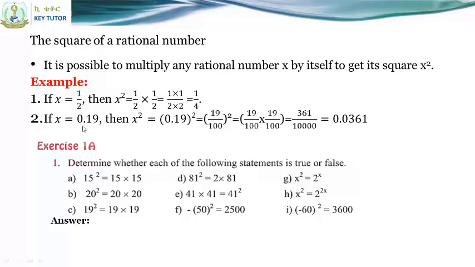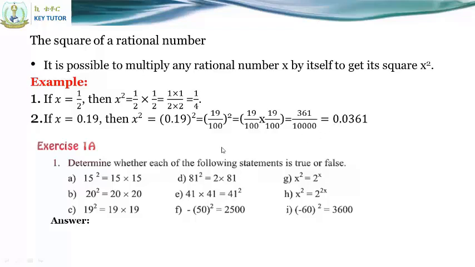Similarly, if you are given just a decimal number, 0.19, then when you want to square it, it's better to write it in fraction form. 0.19 can first of all be written as 19 over 100, squared, and 19 over 100 times 19 over 100 is, obviously, 19 times 19 is 361 over 10,000. And finally it gives you 0.0361.